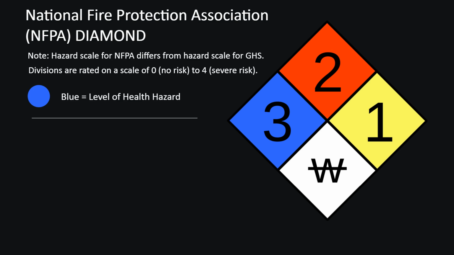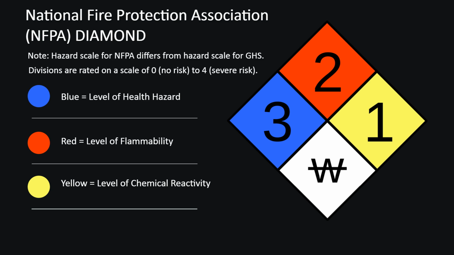Blue indicates the level of health hazard. Red indicates the level of flammability. Yellow indicates the level of chemical reactivity. And white contains special codes for unique hazards if applicable. For example, here, the W with the line through it indicates do not mix with water.